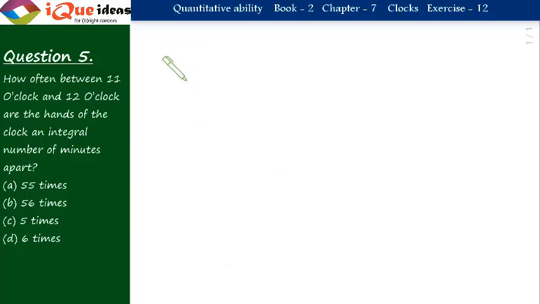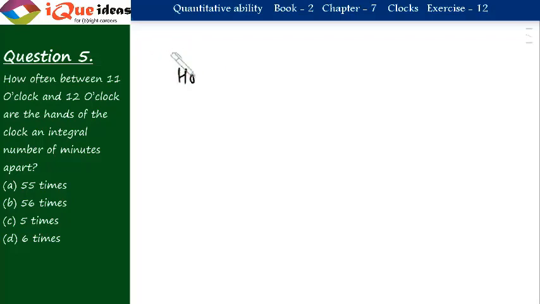Now I'll explain the different way of looking at this question, though actually that is not right for the given words of the question. Okay, there is entirely a different question, right? Let's look at the different question for which the answer given at the back is 5. It says how often between 11 o'clock and 12 o'clock are the hands of the clock simultaneously at an integral number of minute or at an integral value of minute. There is no apart in that question, right?